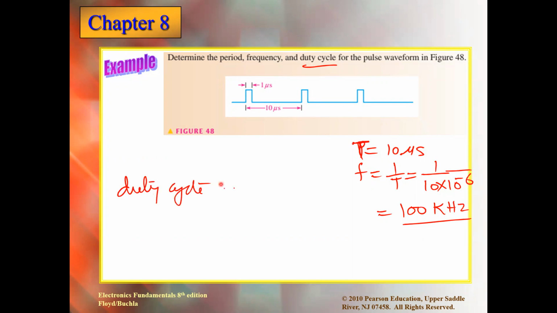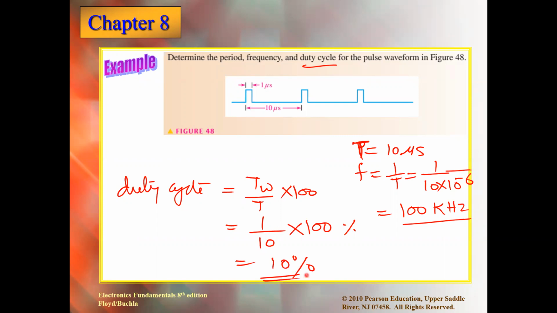Okay, next they are asking the duty cycle, and for the duty cycle, the formula is TW over T multiplied by 100. So how much is TW, that is, the pulse width? How much is it given to you? Exactly, 1 microsecond. And how much is the time period? 10, multiplied by 100 percent. Then you will get 10%.